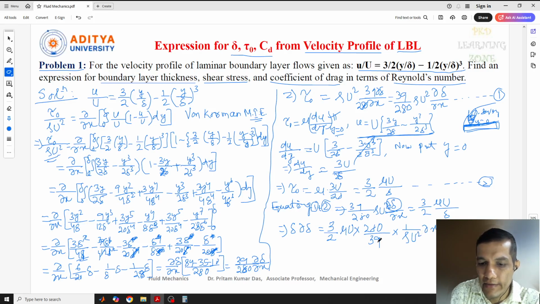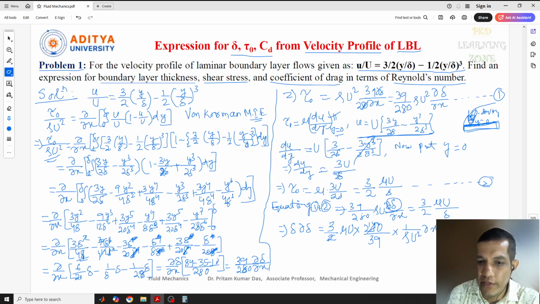Okay, now if you multiply this, you can cancel some terms, like 2 can be cancelled, this is 140. Okay, and now if you multiply 140 into 3, we'll get a value of 420. So 420 divided by 39, and as usual the remaining value is there, mu by rho u square, del x. Okay, so after that I hope you understand.